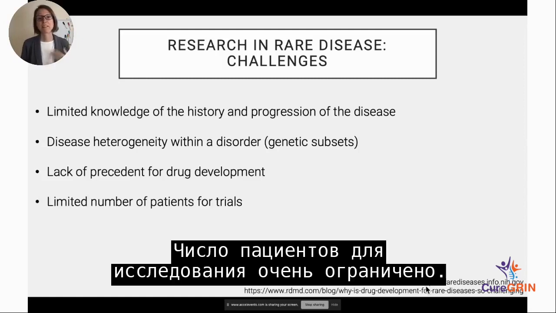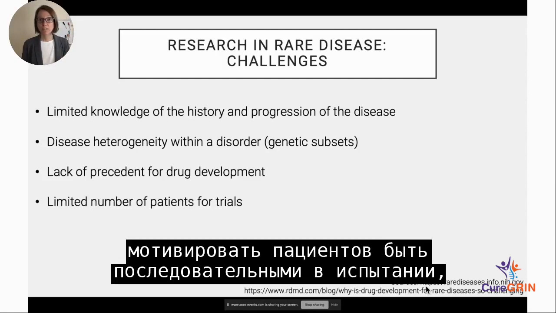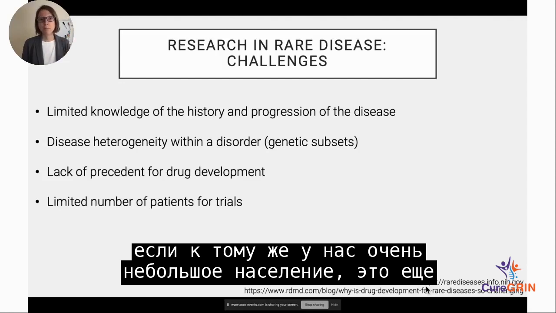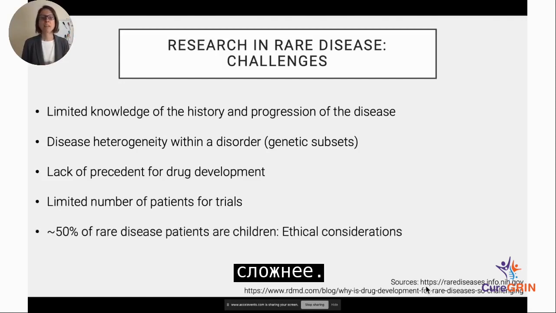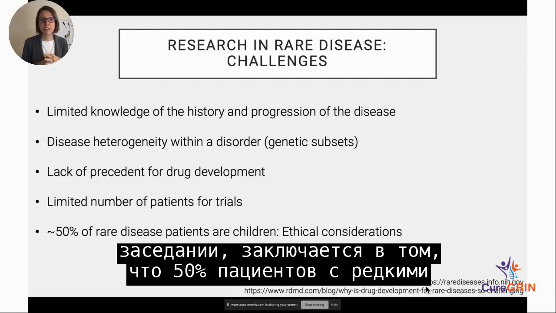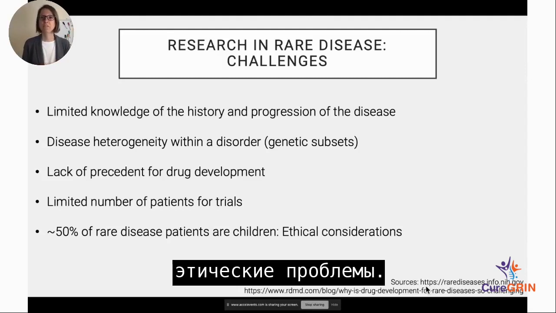There is a very limited number of patients for trials. It's very hard already to organize and to motivate patients to be consistent in a trial. If on top of that we have a very small population, that's even harder. And another issue, also brought up in the previous session, is that 50% of rare disease patients are children, and that also brings some ethical concerns.